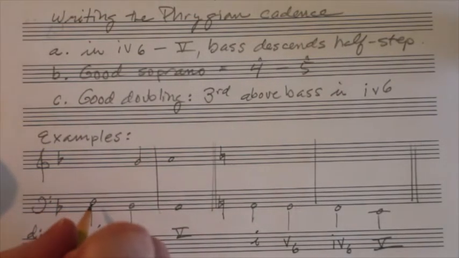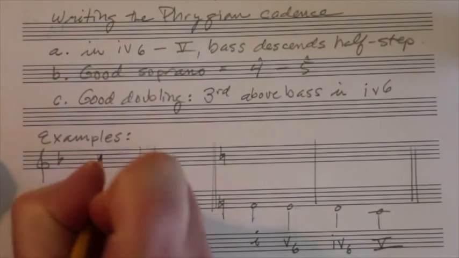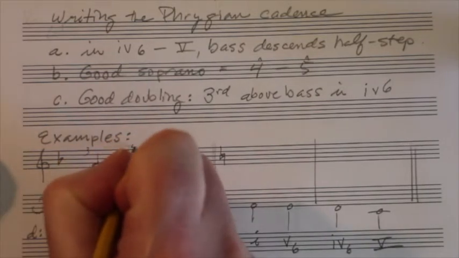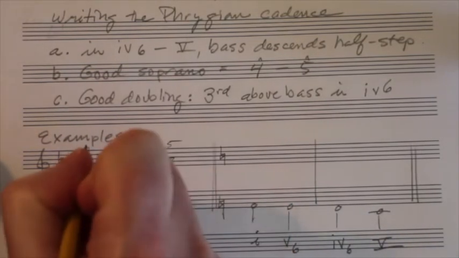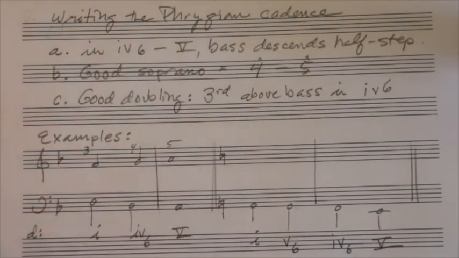To complete our soprano, why not, let's put a scale degree 3 for this note. Now we have 3, 4, 5, which is common and works really well, leading to the Phrygian half cadence. So our outer voices now go like that.